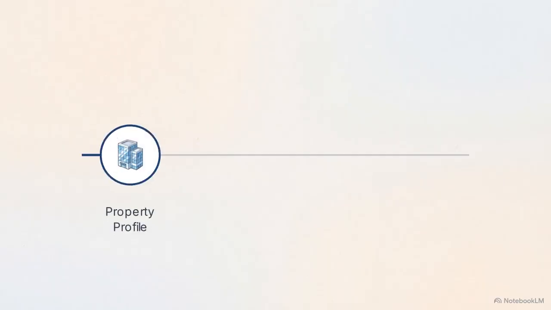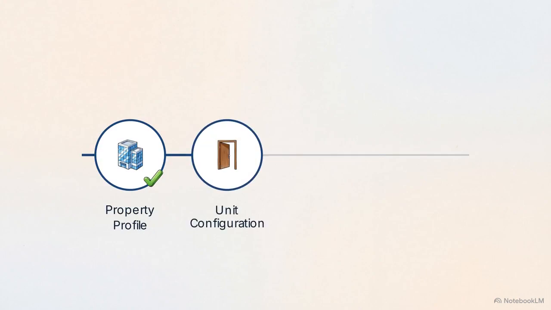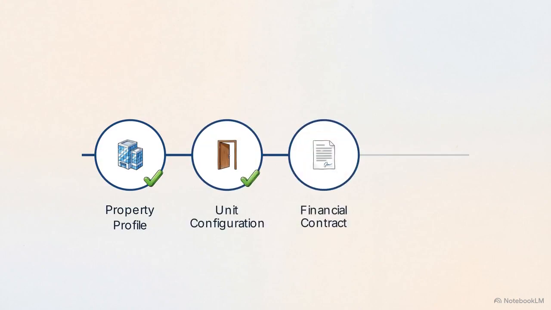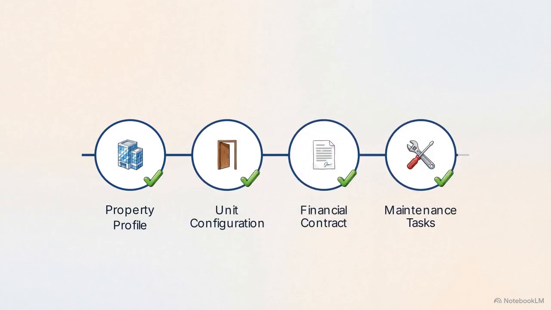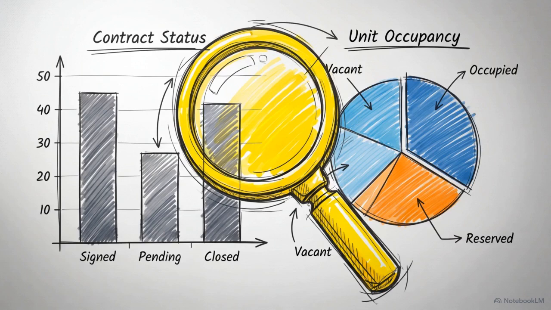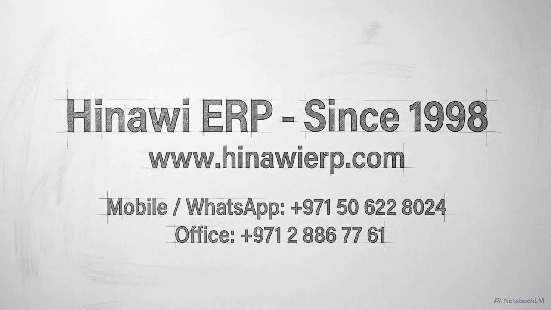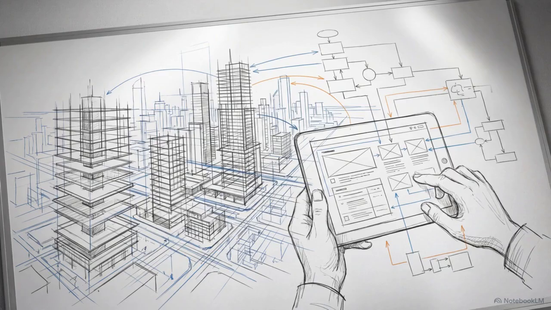You have now seen how to build a property profile, configure units, execute a financial contract, and route physical maintenance tasks. Remember to regularly review your contract and unit reports to monitor system health and confirm data accuracy. If you need further assistance, please use the contact information on your screen. Mastering this workflow places total control of your real estate portfolio directly in your hands.